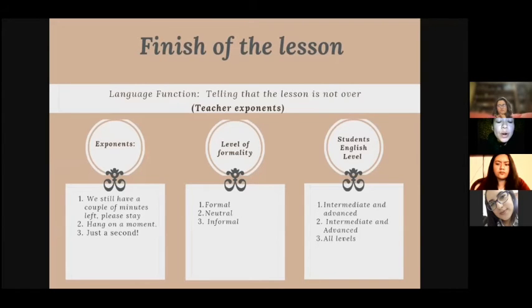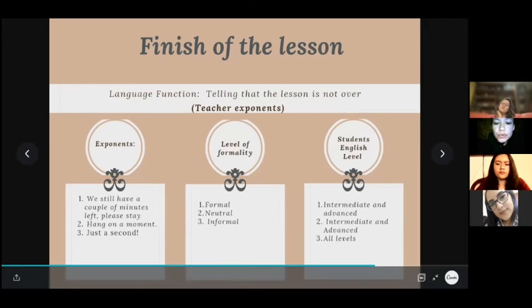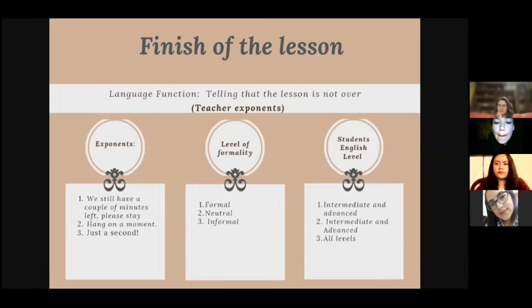The second one says, hold on a moment, and it has a neutral level of formality and it is used for intermediate and advanced student English level. And the last exponent says, just a second. It is an informal level of formality and it is used for all levels.